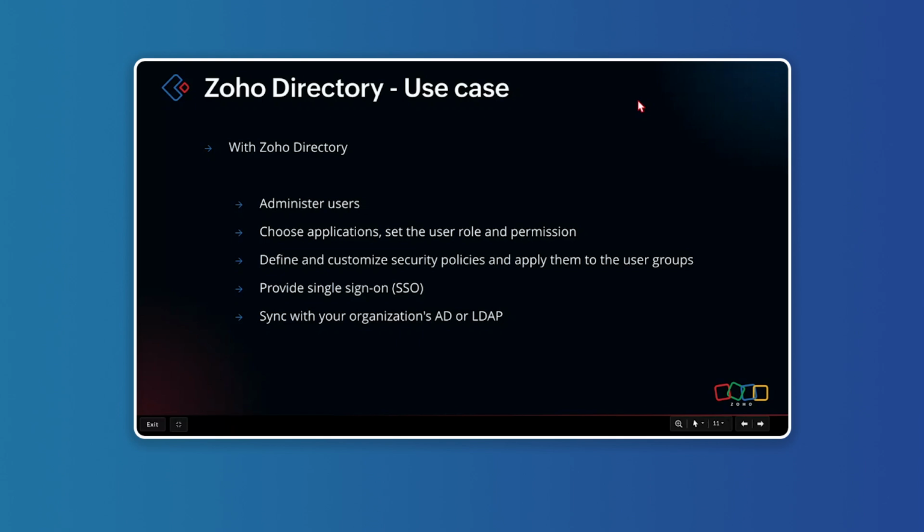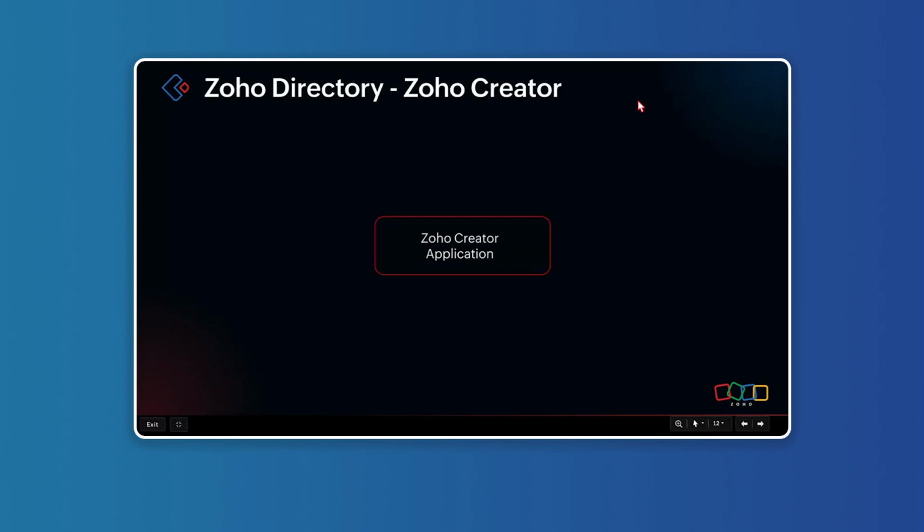You also can provide single sign-on, where if you are able to sign into a single application, you will be able to sign into other applications if the access is given to those applications as well. Now, you also can sync with the organization's Active Directory or LDAP servers. Now we have seen what Zoho Directory is till now, right?